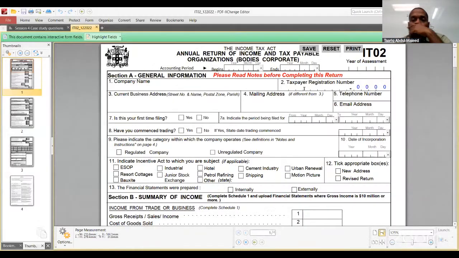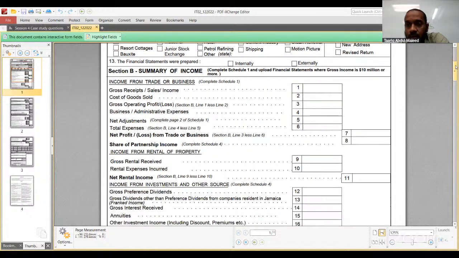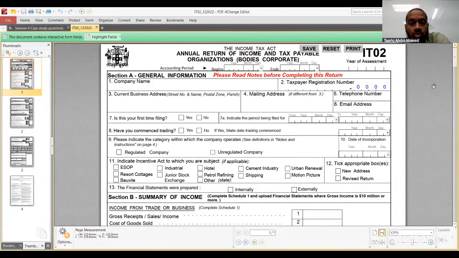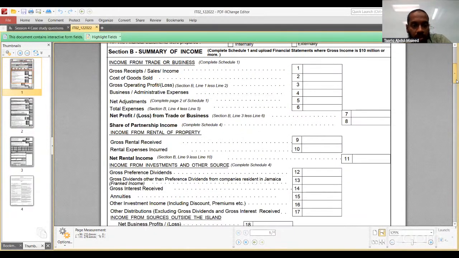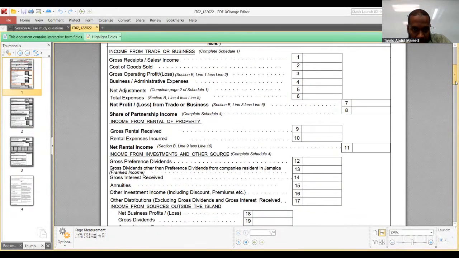Okay, so as I said, these filings are all online. You're usually not going to be using forms like these. Really just to know what type of information is needed when you're doing your filings, right? So the information that is needed: company information, TRN, address, whether or not it's the first time that the company is filing, what type of industry you're in, and then the other details, your income, cost of sales, business administration expenses.